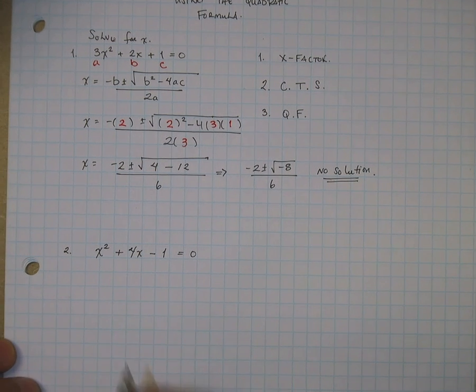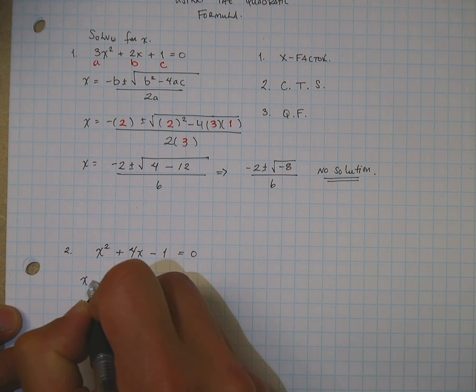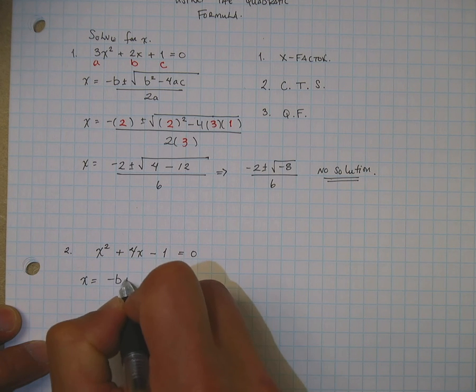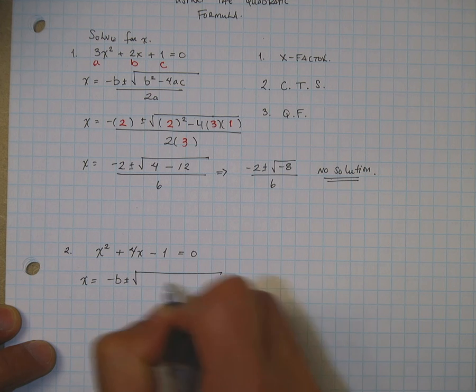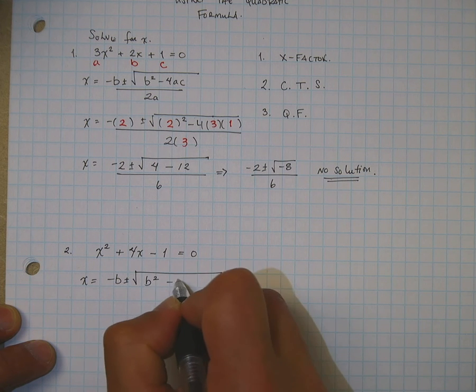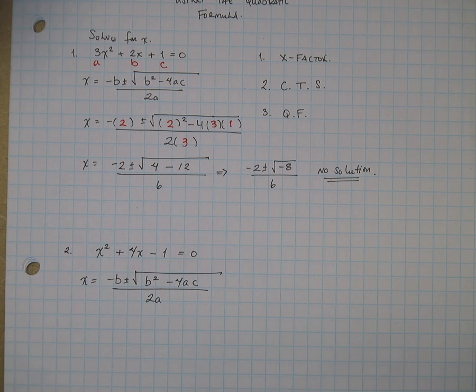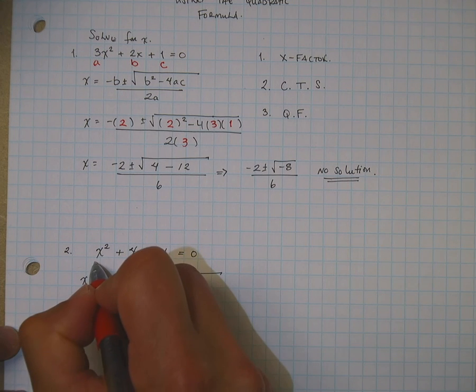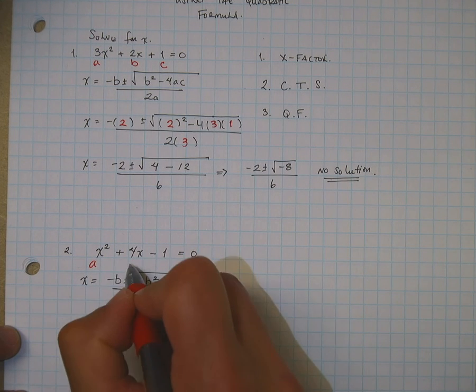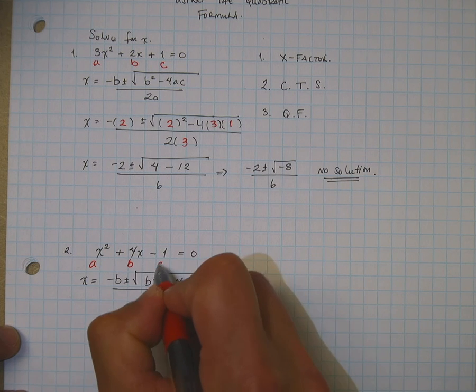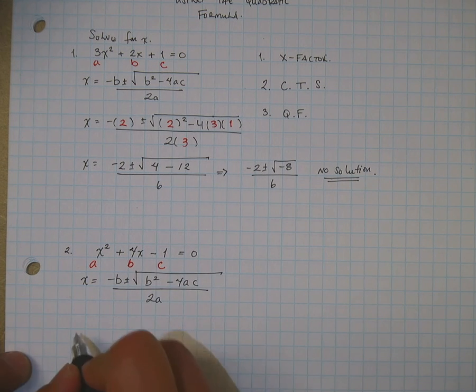Let's go ahead and do the second one. Same thing. We want to solve it. So x is equal to negative b plus or minus the square root of b squared minus 4ac all over 2a. Remember, your coefficient with the x squared is your a, this guy's your b, and that's your c. And we just go ahead and solve it.